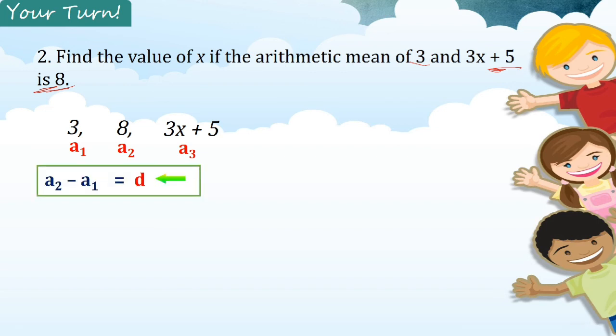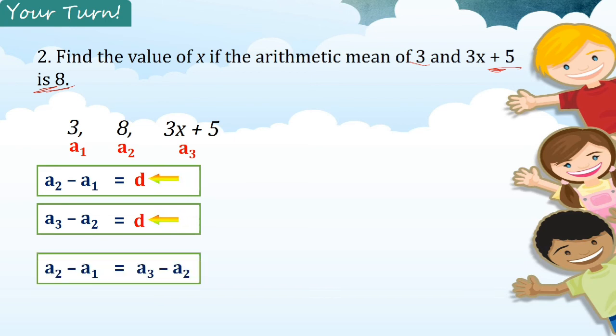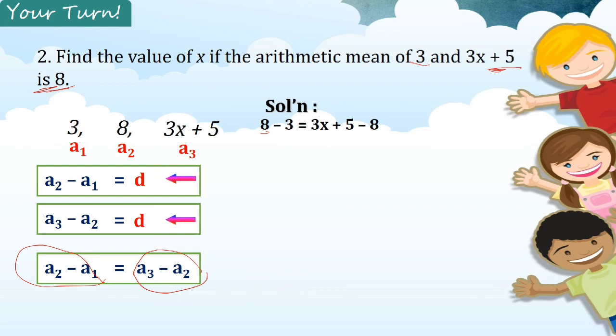So, same pa rin. Equate natin yung common difference natin. So, a sub 2 minus a sub 1 is the common difference. Then, a sub 3 minus a sub 2, that's still the value of our common difference. So, ibig sabihin, equal silang dalawa. So, a sub 2 minus a sub 1 is equal to a sub 3 minus a sub 2. And then, let's substitute. A sub 2 is 8. 8 minus 3, our a sub 1, and then equals a sub 3 is 3x plus 5, okay, minus a sub 2 natin ay 8.